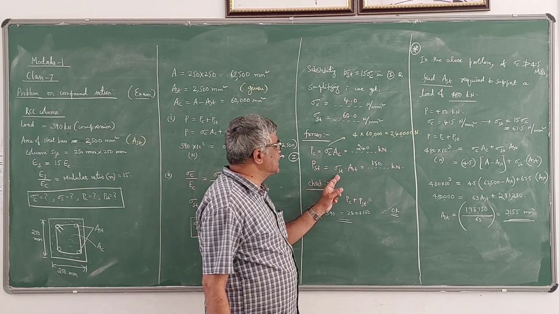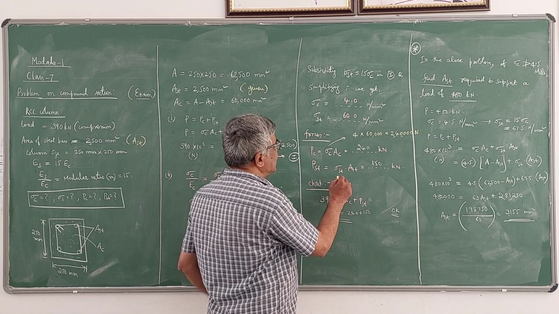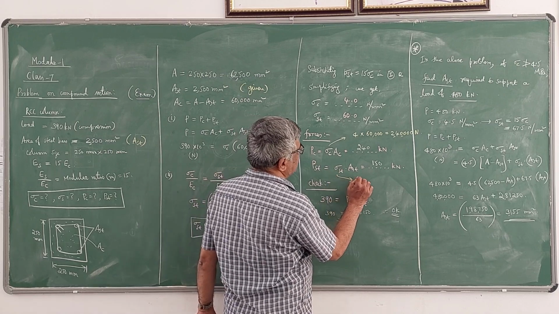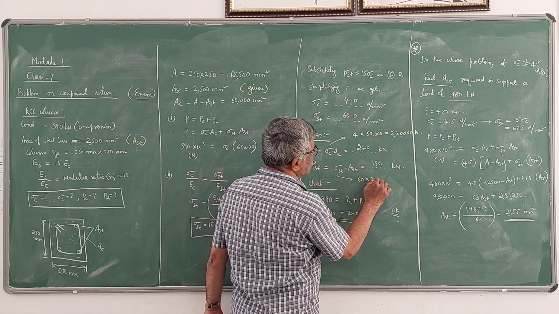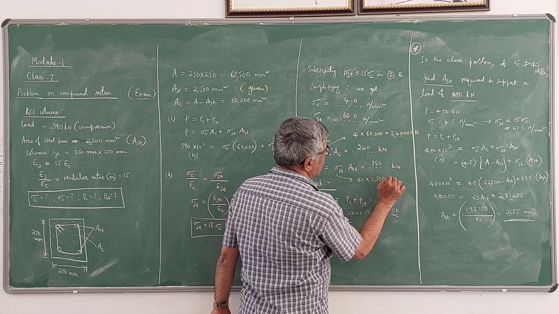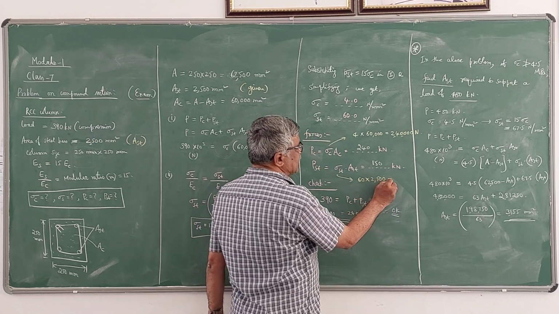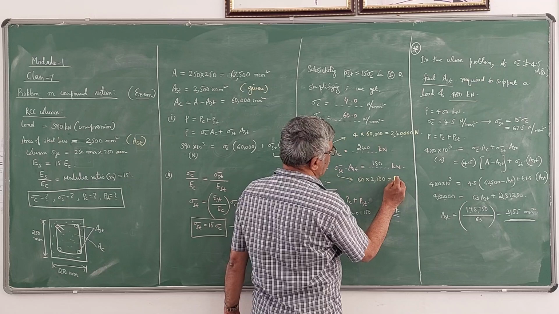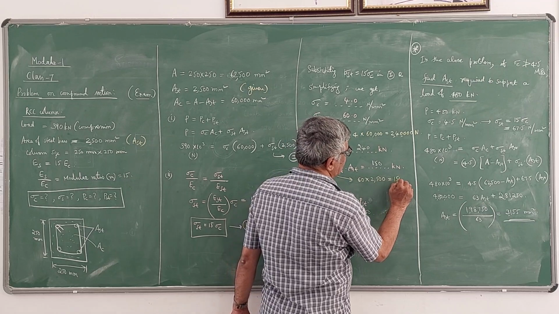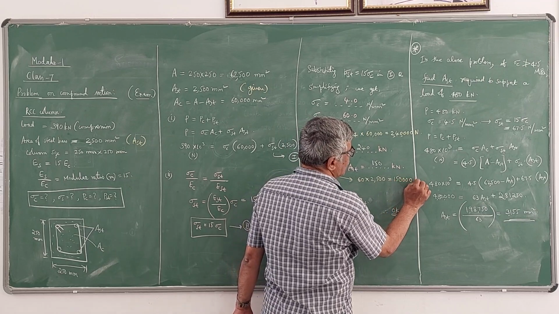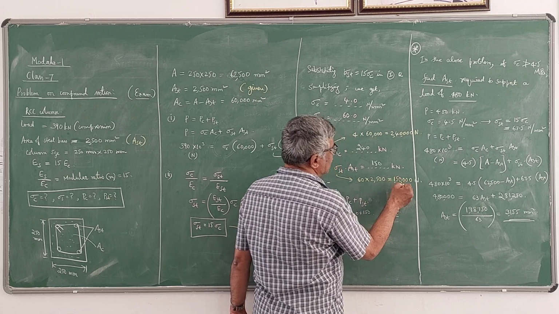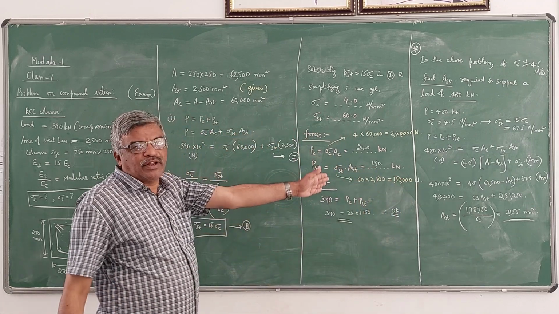And PST is sigma ST into AST. Once again here, sigma ST is 60 into AST, which is 2500 millimeter square. If you multiply these two values, you will get 150 followed by 3 zeros in newtons. So let's convert that into kilonewton, you will get 150 kilonewton.